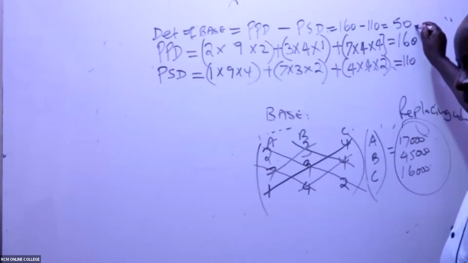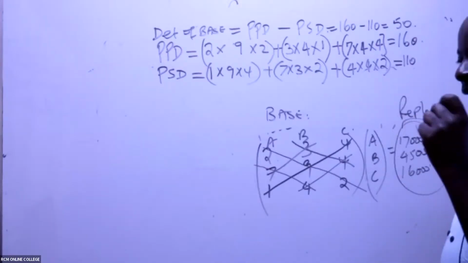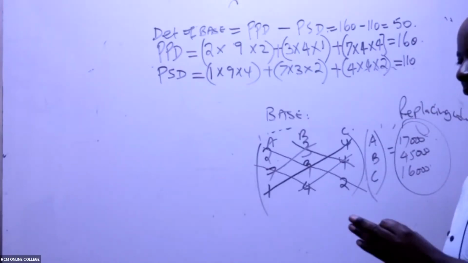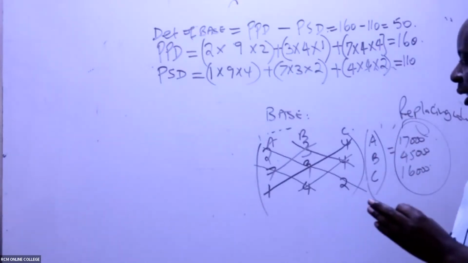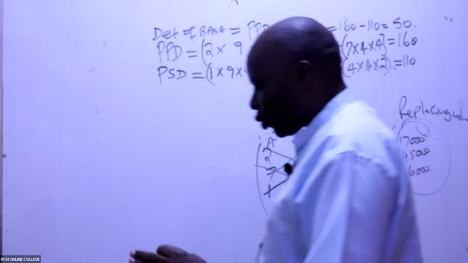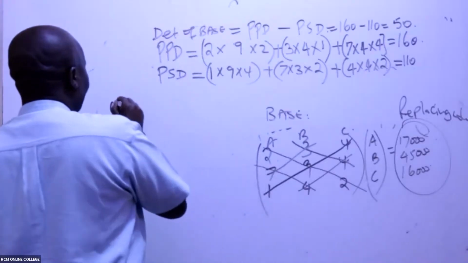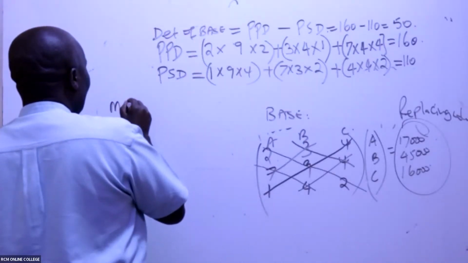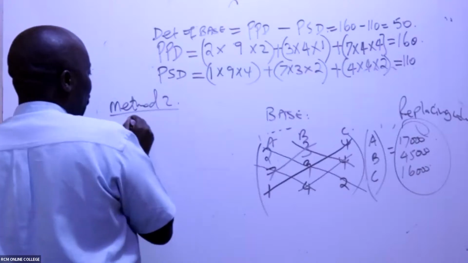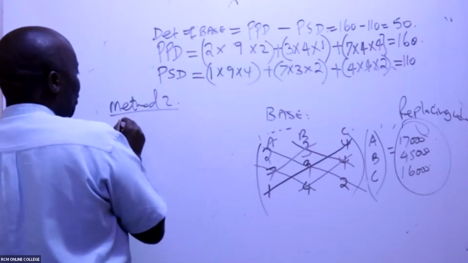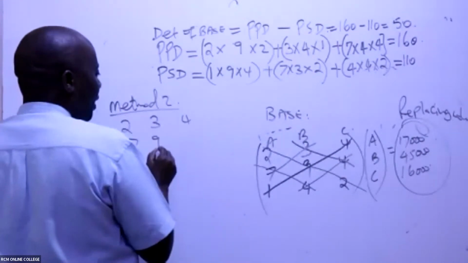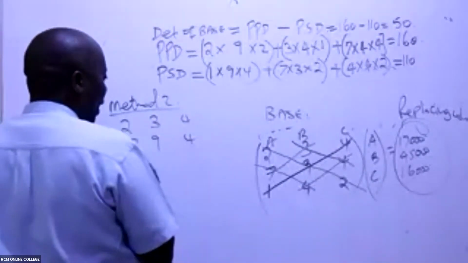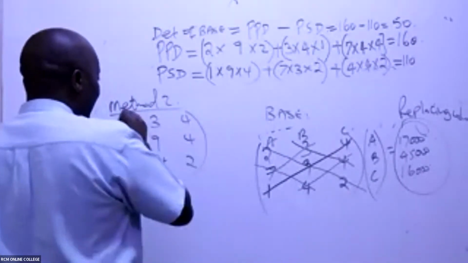Thank you so much. If you're writing, please write method number 2. So we have 2, 3, 4. We have 7, 9, 4. We have 1, 4, 2 like that. Right there, method number 2.